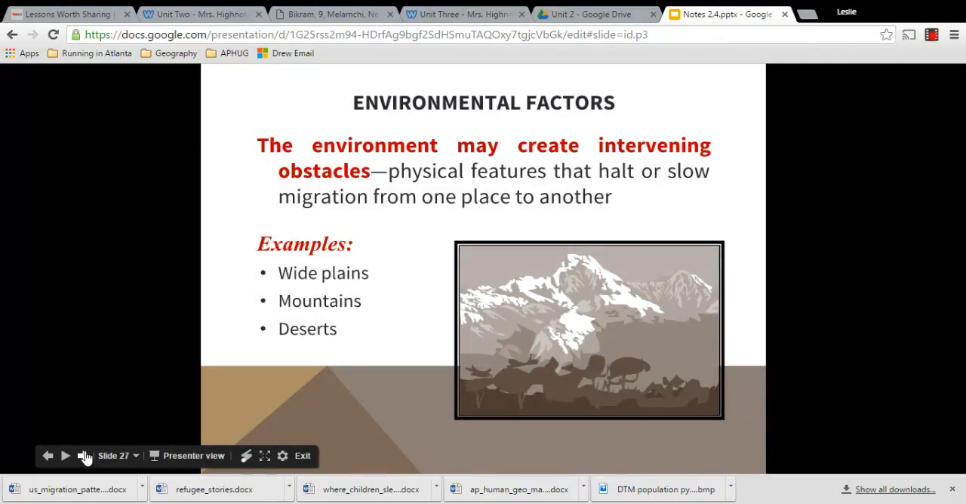The environment may create intervening obstacles, and environmental intervening obstacles would be physical features that halt or slow migration from one place to another. Examples can be wide plains, mountains, and deserts.